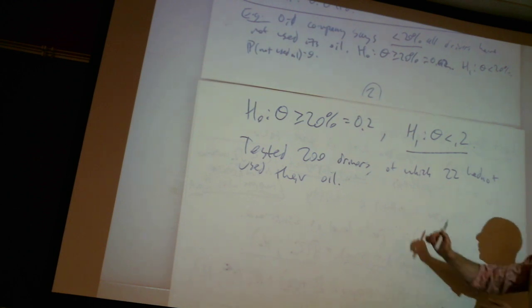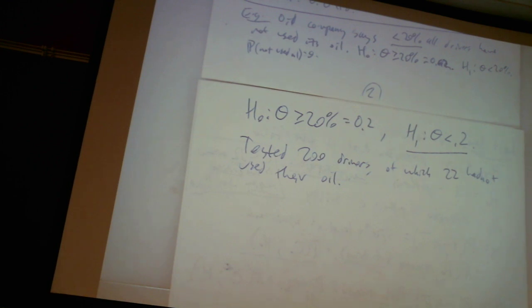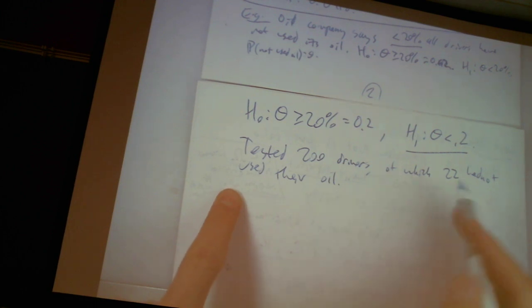Okay. So the point is we want to reject the null hypothesis, so let's set up the null hypothesis to be the opposite of what we are trying to prove. Okay, so we tested 200 drivers, 22 of them had not used their oil. So what are we going to do?